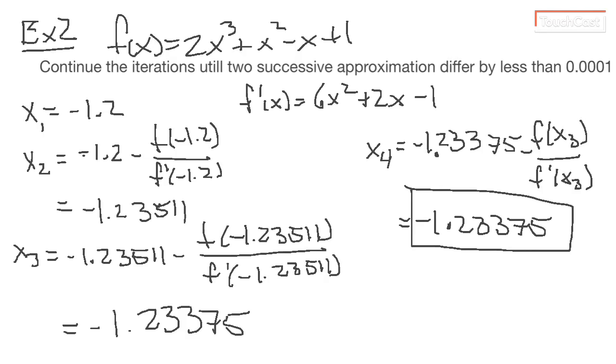So we can say our estimated 0 of this function is -1.23375. I am going to show you as well an example where this Newton's method does not work. That'll be in our next video.